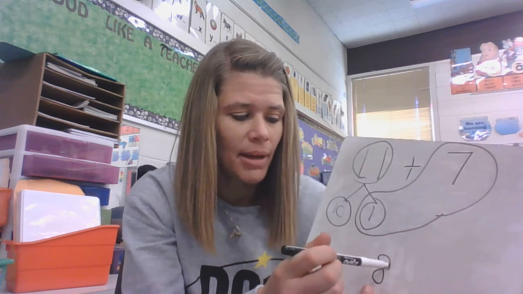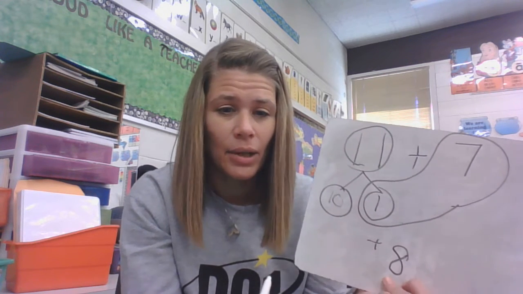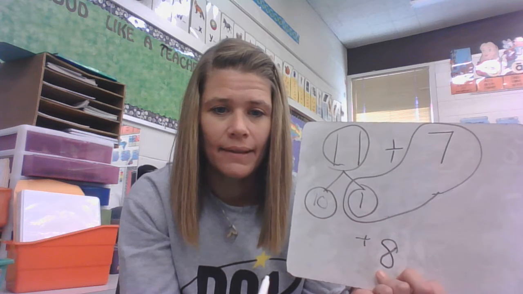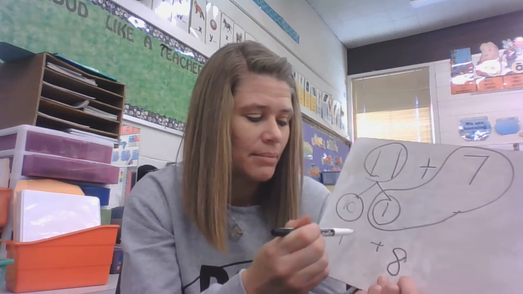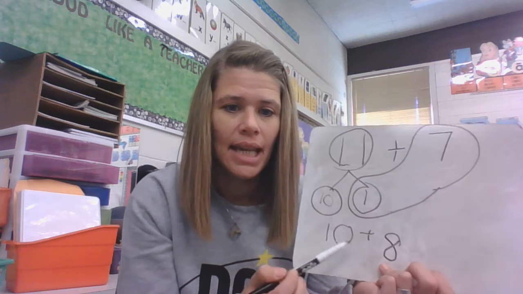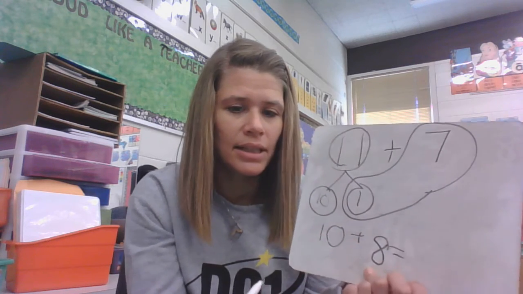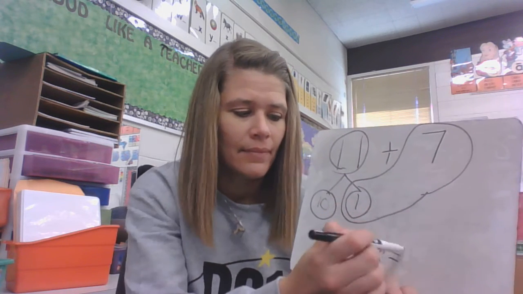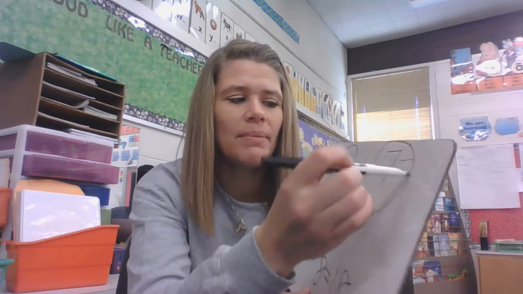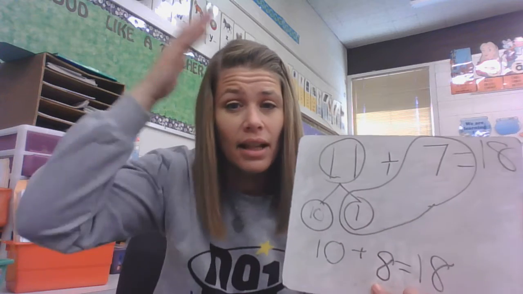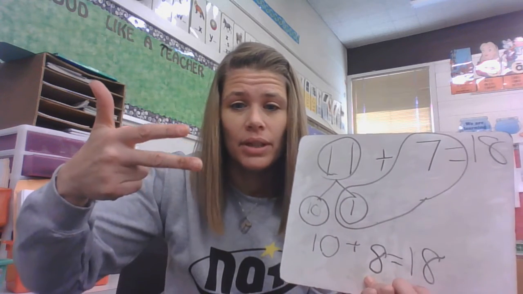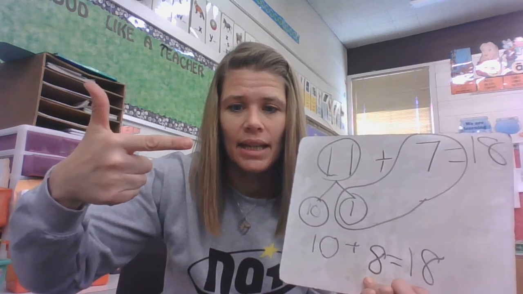I'm going to put it down here at the bottom. And then I'm going to add on what? What am I going to add on to my 8? My friendly number of 10. 10 plus 8 equals, see if you can write it real quick, 18. So that means 11 and 7 must equal 18. We can check it. 11, 12, 13, 14, 15, 16, 17, 18.